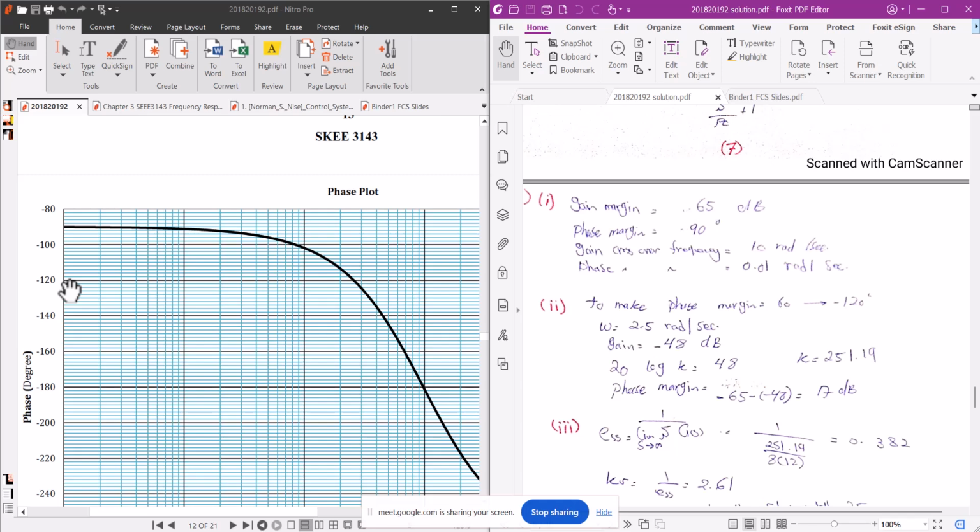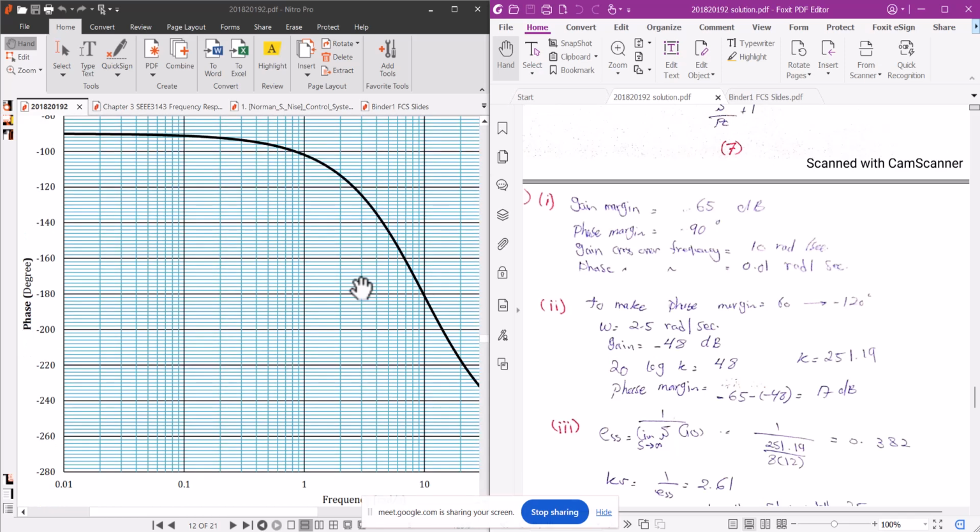At this point minus 120, what is the frequency at minus 120? First you have to learn how to read this graph. This is 1 2 3 4 5 6 7 8 9 10. So at minus 120, you will be having the frequency which is more than 2 and less than 3, so it's around 2.5. Yes, we can say 2.5.